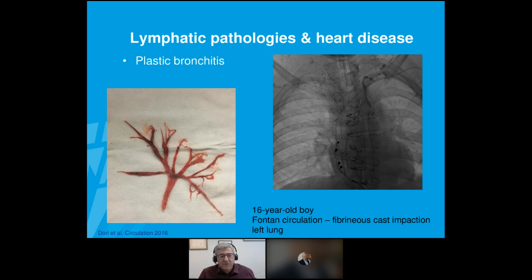Like in this patient, a 16-year-old boy with Fontan circulation who now has plastic bronchitis. What does it mean? That he has some fibrinous cast impaction in one or both lungs. And as you can see here, this was one of these casts of fibrinous material.